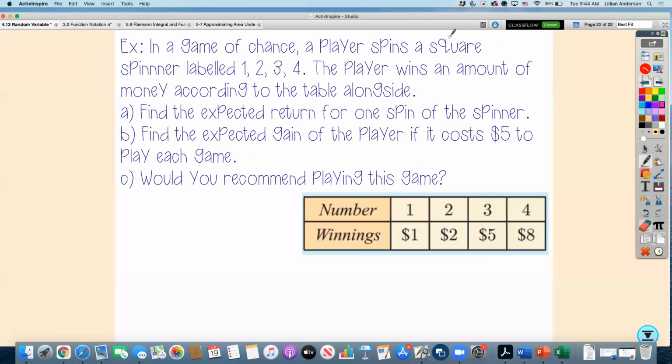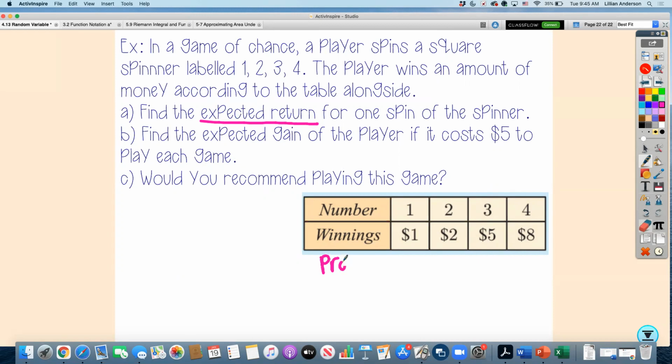In a game of chance, a player spins a square spinner labeled 1, 2, 3, 4. The player wins an amount of money according to the table alongside. The first thing we have to do is find the expected return for one spin of the spinner. So this person is going up to play this game where he has the spinner that has these different numbers on it with these different respective winnings.